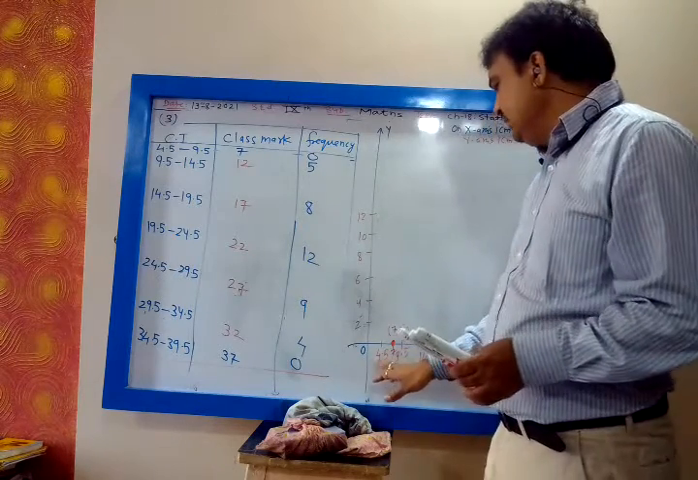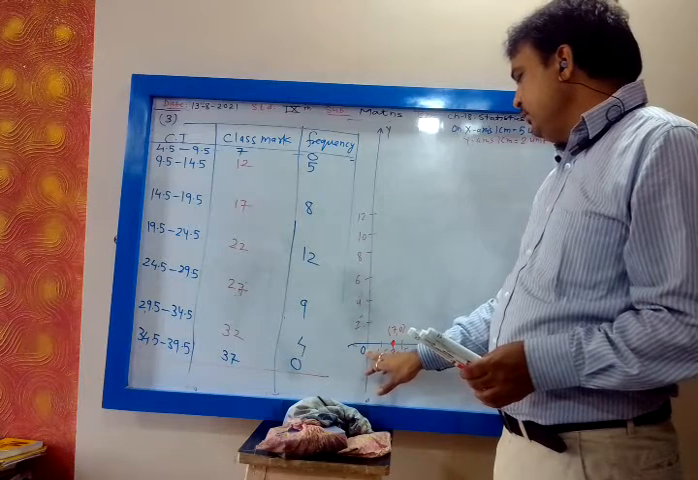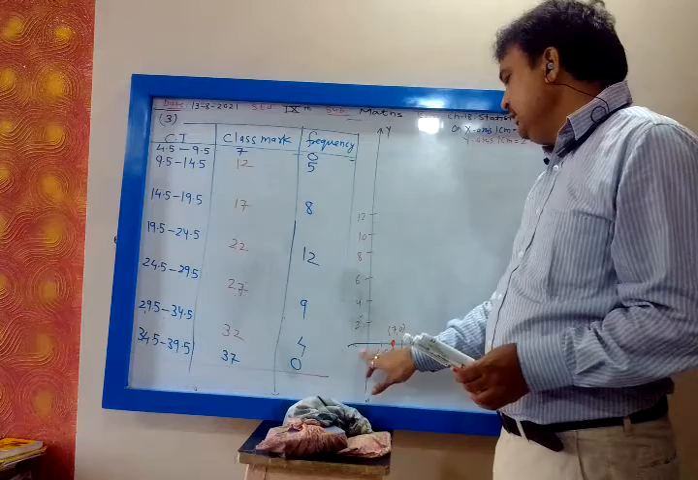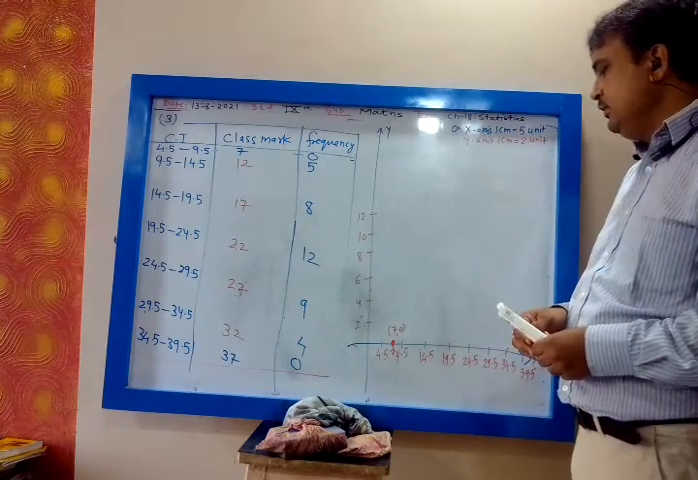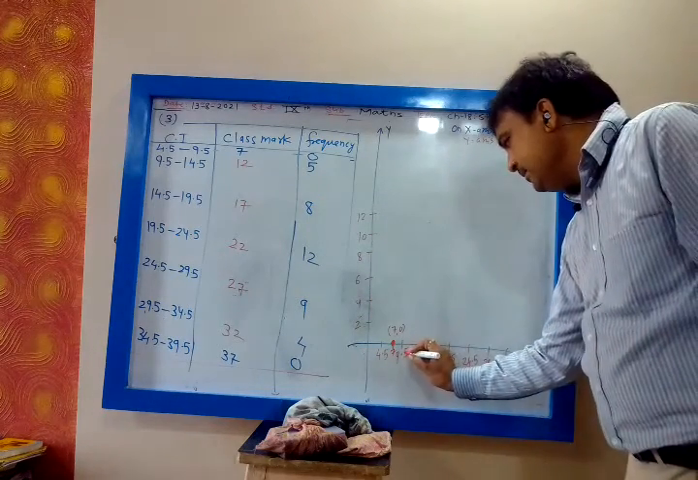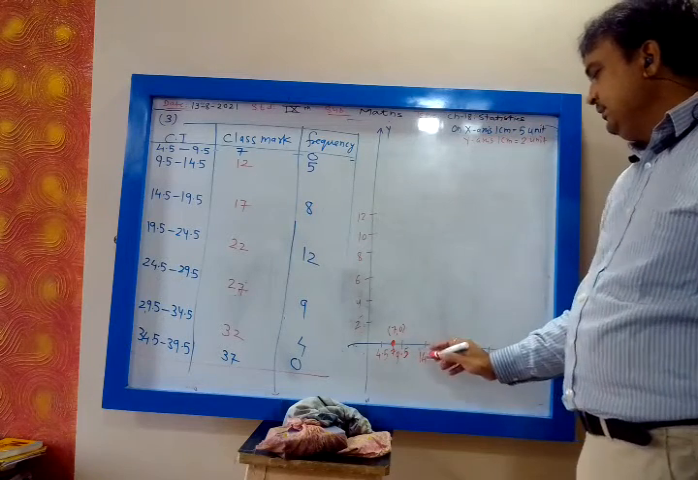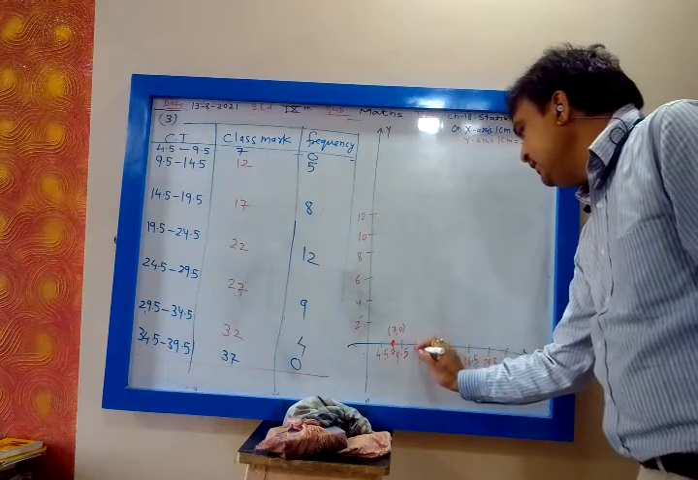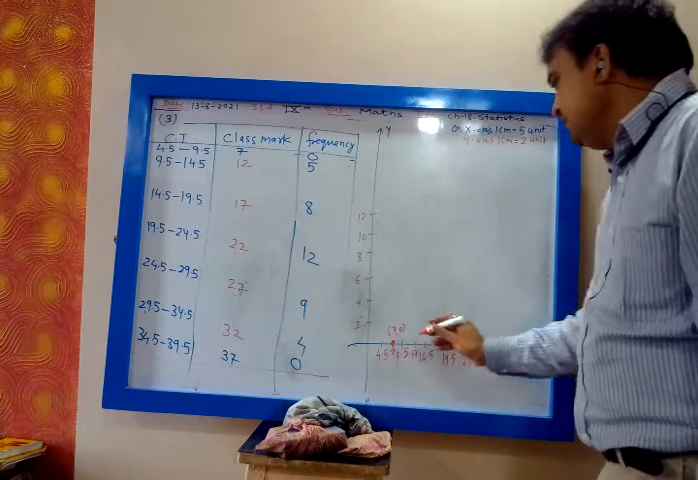That does not matter. You can write this as 4.5. This 0 you do not show. Chalo, now it is correct. 4.5 to 9.5, 0 you do not show. Then between 9.5 to 14.5, the midpoint is 12. What is the frequency? 8.